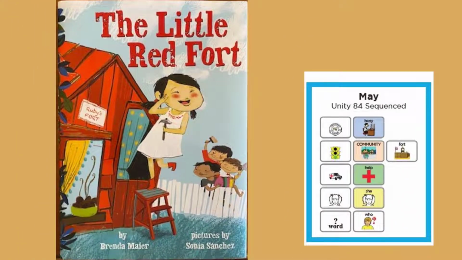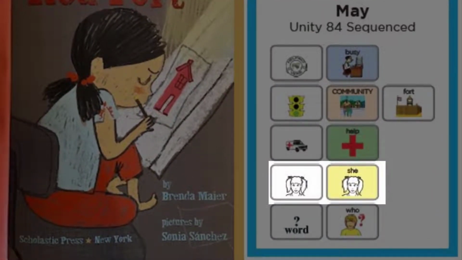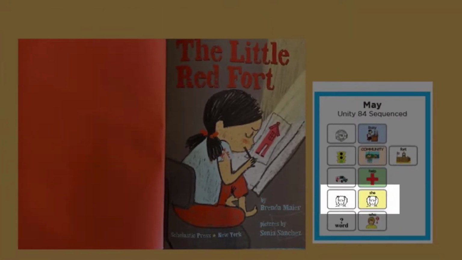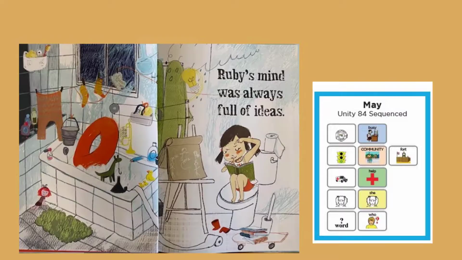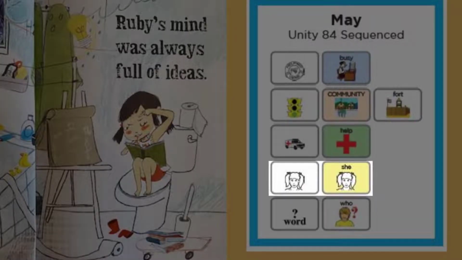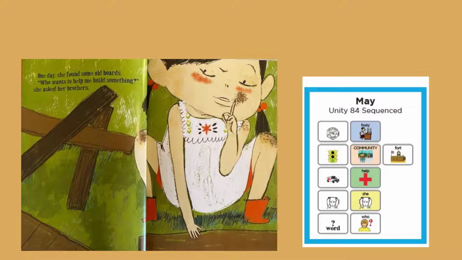Let's take a picture walk and find out. There's the girl. She has a pencil. She is drawing something. What do you think she is drawing? Here she is in the bathroom, and it looks like she's drawing again. Looks like she found some boards. I wonder if she's going to build something. I think we should read the story and find out.